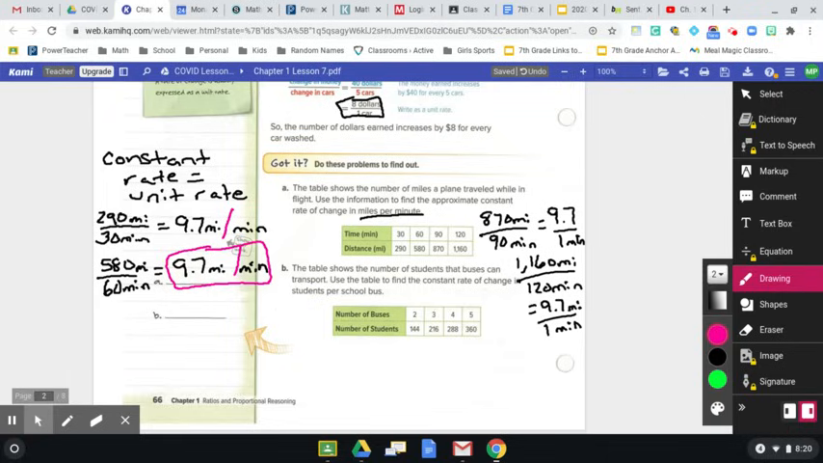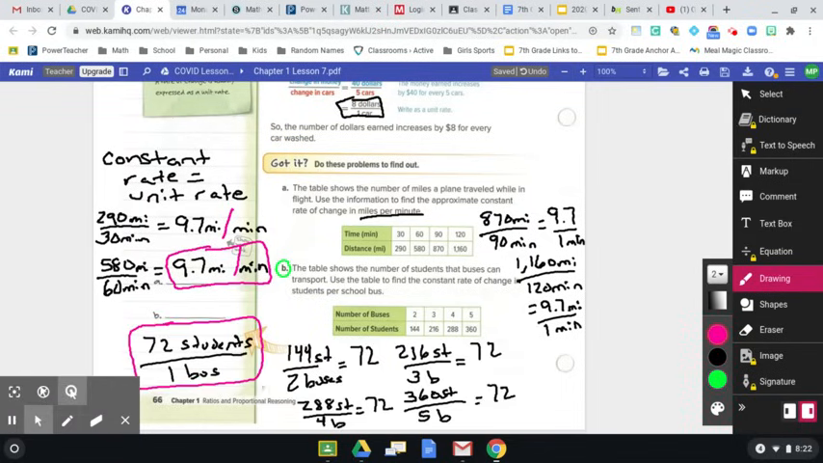I'm going to have you try B. So I'll pause the video, see if you can find a constant rate. If there's not a constant rate, you would just say no constant rate. It could happen, like I said. But you try letter B and see what you can find. Pause the video.